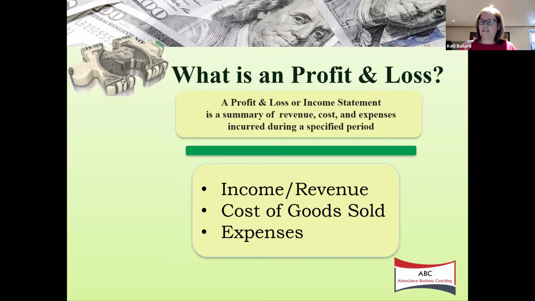Now, when I set up an accounting system for a business, we set this up so that it's going to make sense for the business owner. It's going to reflect the information in a way that is meaningful to them. And that will affect how and what we put in cost of goods sold and how we set up the expenses. So that is something that I work directly with each business owner to accomplish.